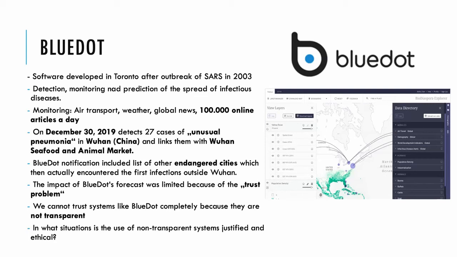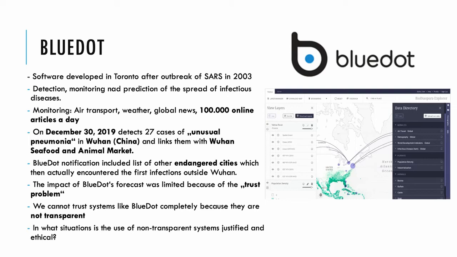Blue Dot is a software that was developed in Toronto after the outbreak of SARS in 2003. It is designed to detect, monitor, and predict the spread of infectious diseases. It monitors, for example, the movement of 4 billion passengers a year on commercial aircraft, weather data from satellites, local and global news, and it also reviews more than 100,000 online articles in 65 languages every day. In its forecasting, it uses a complex combination of data aggregation. It combines, for example, the data on which city a new disease was detected with the data on which country's population the city travels to most frequently, and whether the climate in this destination is suitable for the virus. As soon as the software detects specific samples that it deems relevant, it informs healthcare institutions, government agencies, and even companies that are its clients.